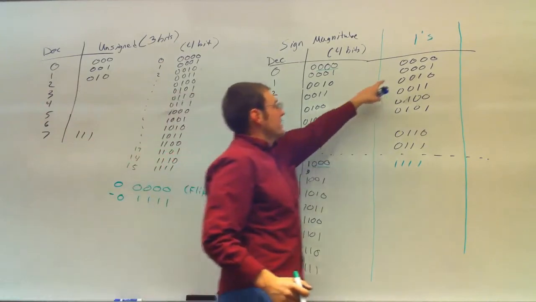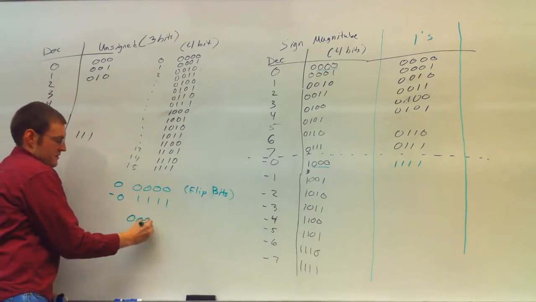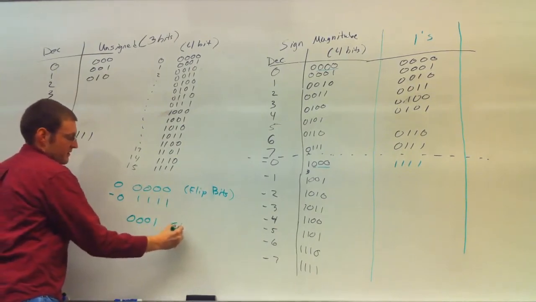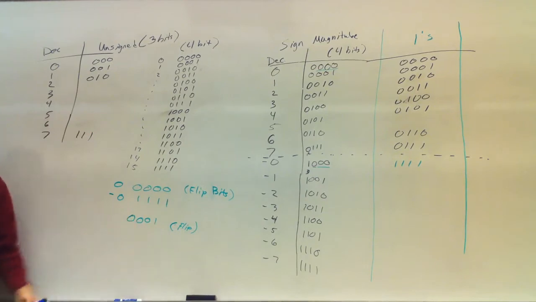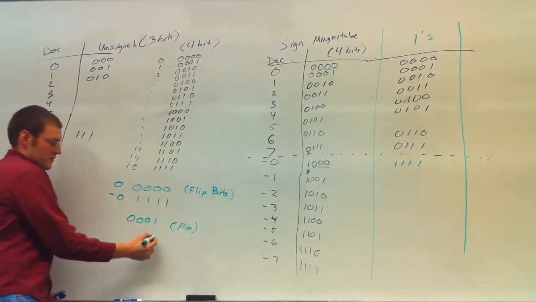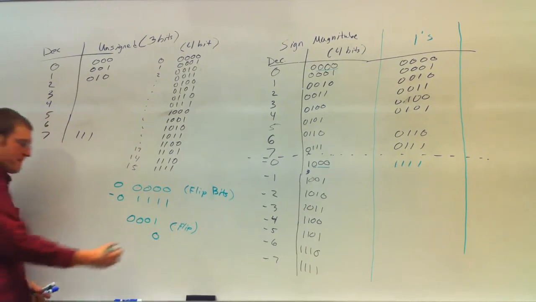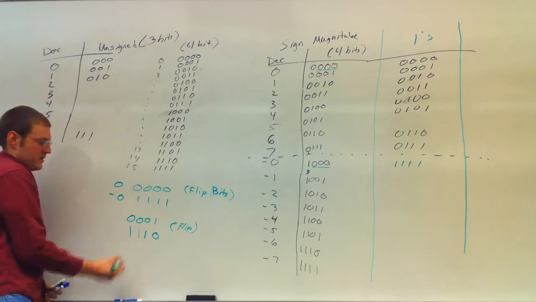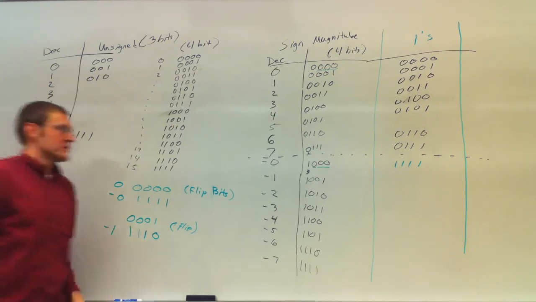So then we're going to take 1, and we're going to flip the bits again. So it was 1, now it's 0. It's 0, now it's 1. Right. So now -1 is 1, 1, 1, 1, 0.